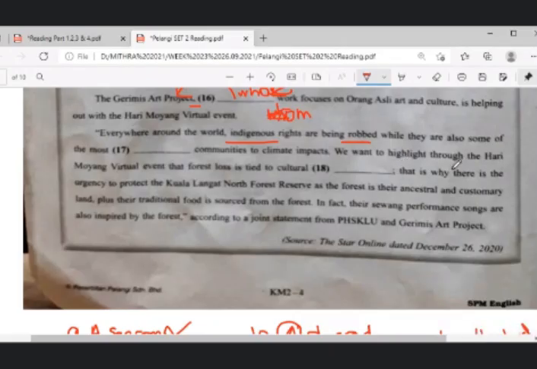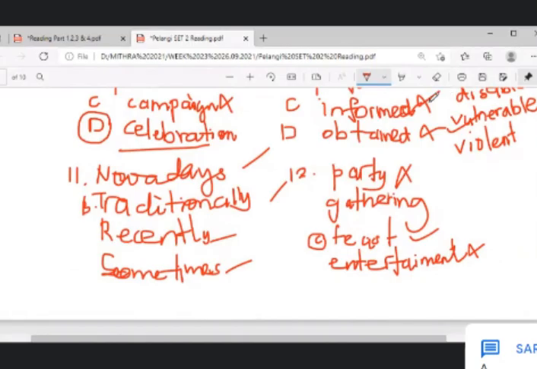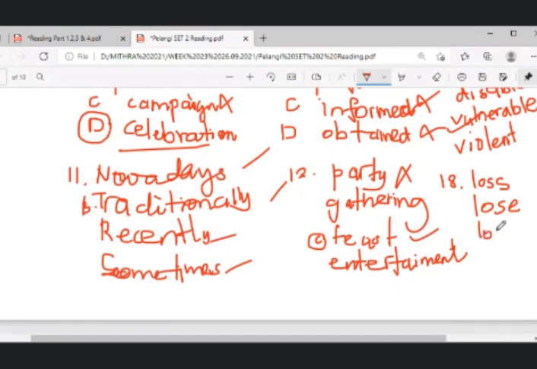Okay, all right. What about the next one? We want to highlight through the Hari Moyang virtual event that forest loss is tied to cultural. Okay, 18, what is your answer? Number 18, yeah? All right, A, loss. You should know the meaning of these words, otherwise you won't be getting the correct answer. B is losing, and D is lost.